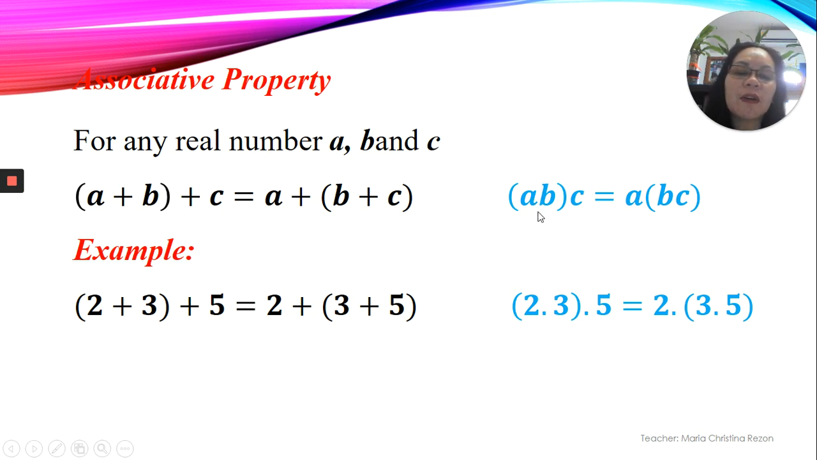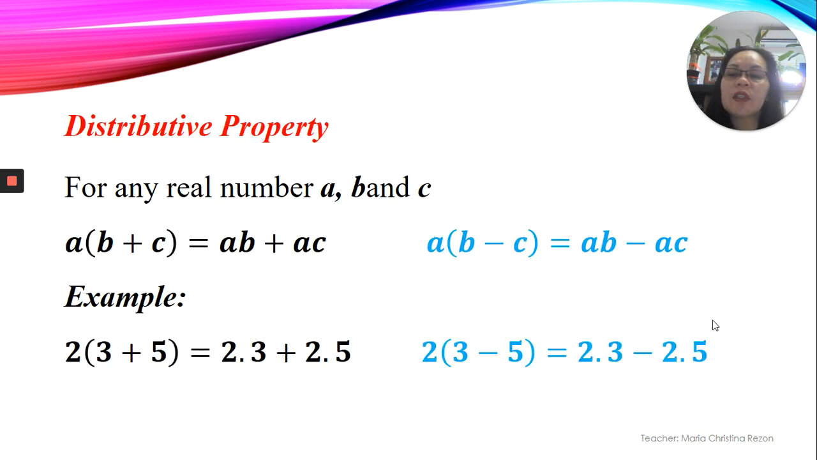When you group together a and b and multiply that to c, it's just the same as when you group b and c and multiply that to a. So you have here an example: 2 plus 3 equals 5, plus 5, is just equal to 2 plus 3 plus 5. When you multiply, the same thing happens.